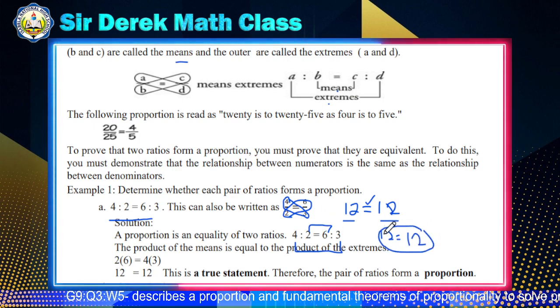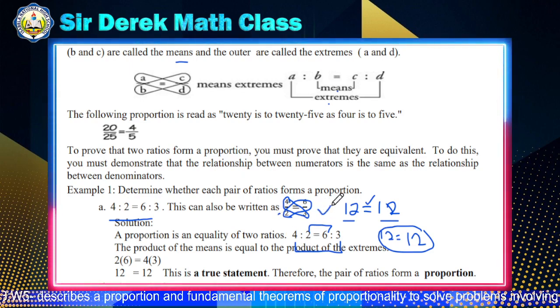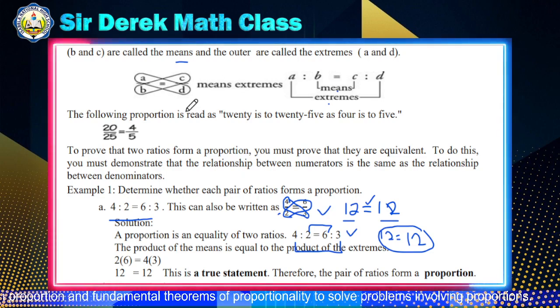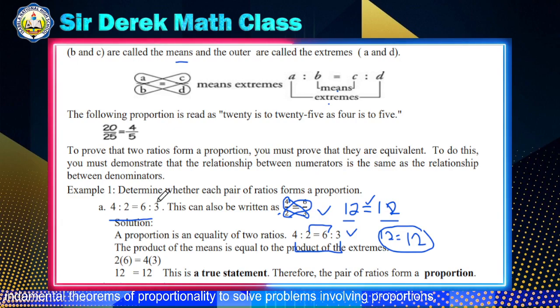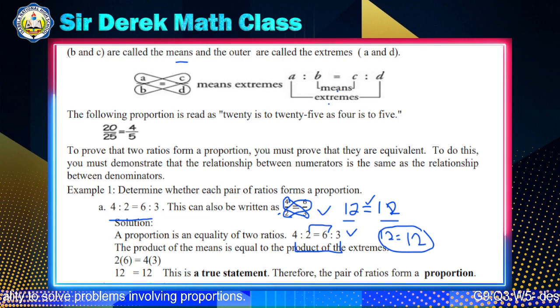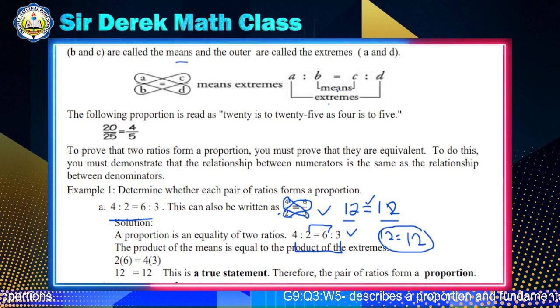So whichever you consider, the means and extremes or the cross multiplication, you will determine that the two ratios form a proportion, right? So that's how we determine proportion. Let's consider number 2 and let us tell whether these two form a proportion.